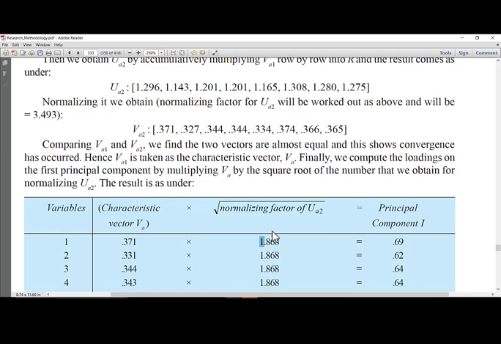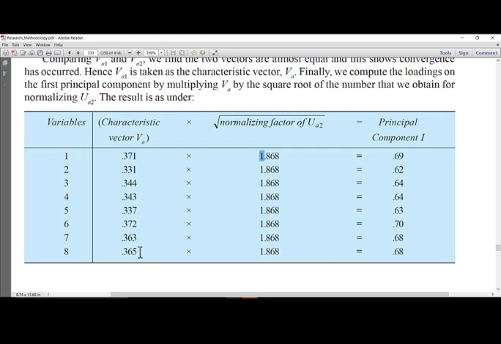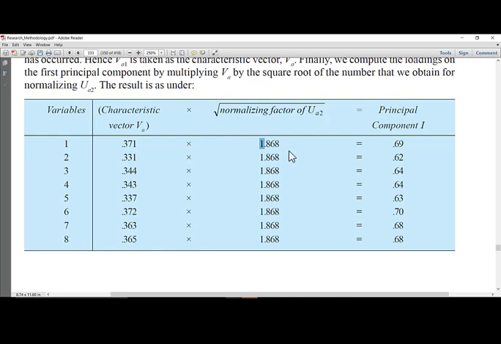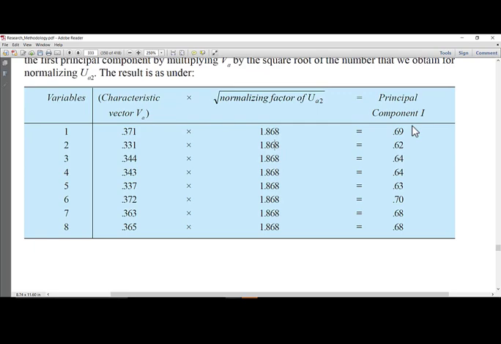So what is done now? Characteristic vector VA. This is VA1. As VA2 values are similar to VA1, we assumed that convergence has taken place. So the characteristic vector VA, we have taken that VA1 as characteristic vector VA. These are our VA1 values multiplied with the normalizing factor of UA2. Then we have got the first principal component 1. So these are the values.